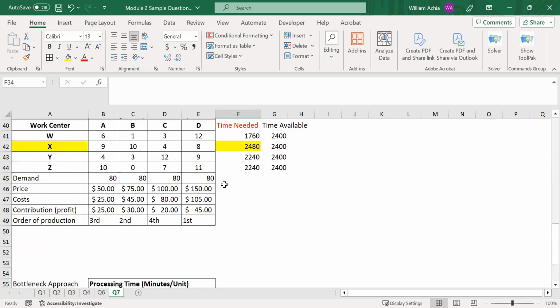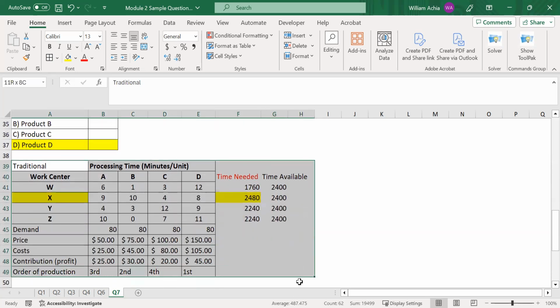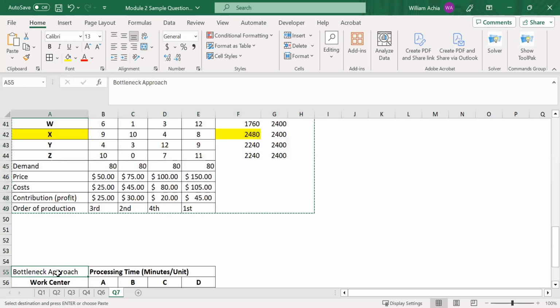And then if ever you get a question asking you to show how this would differ with, say, the bottleneck approach, you could take this table here, copy this, and let's paste it down here. I already have this here, bottleneck.